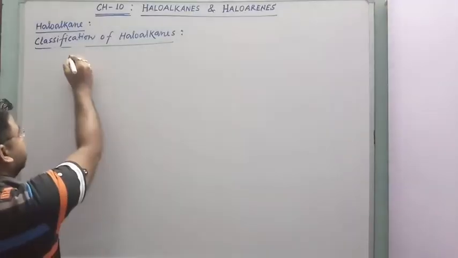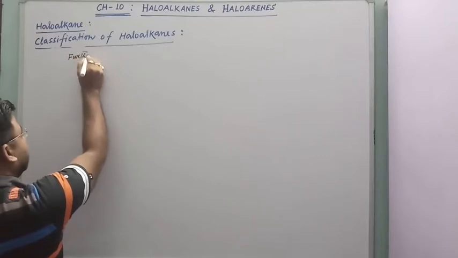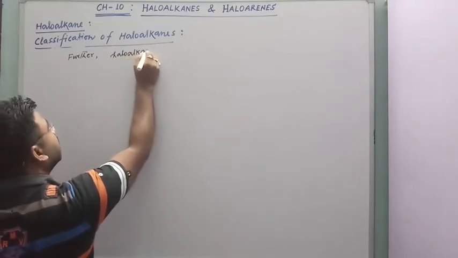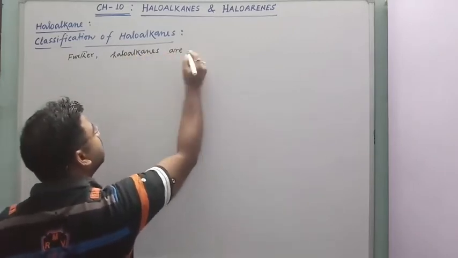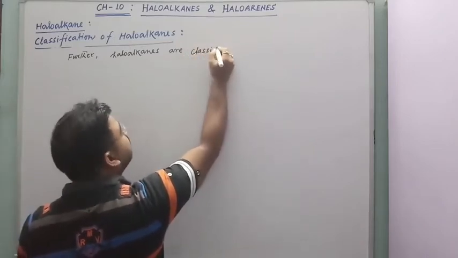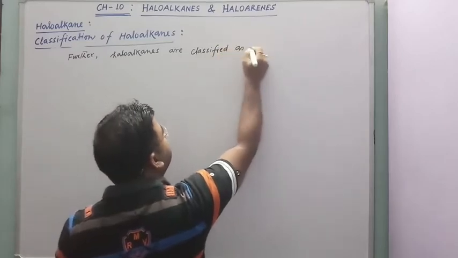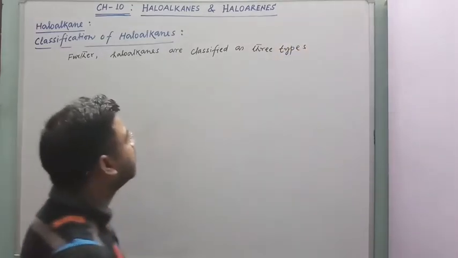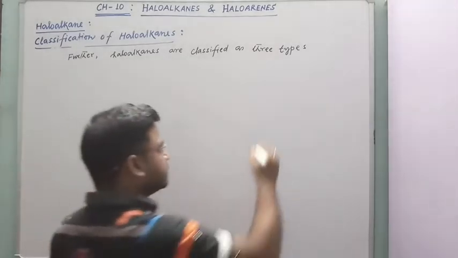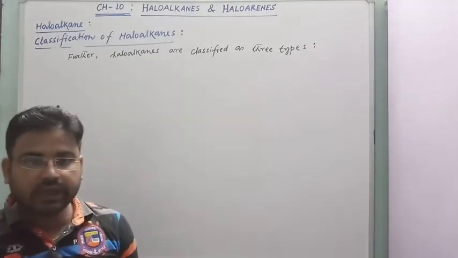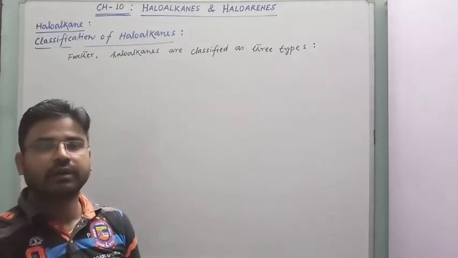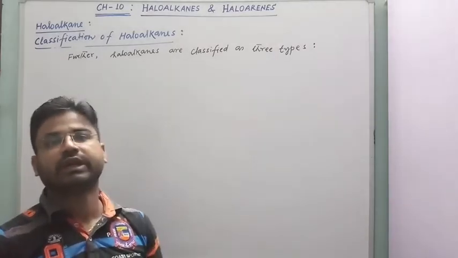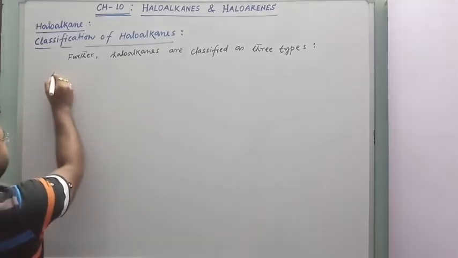See, further haloalkanes are classified as 3 types known as primary haloalkane, secondary haloalkane, and tertiary haloalkane depending upon the halogen atoms attached to the primary, secondary, and tertiary carbon atoms respectively. So at first, primary haloalkane.